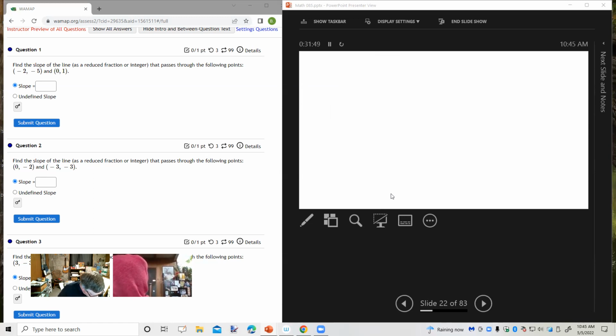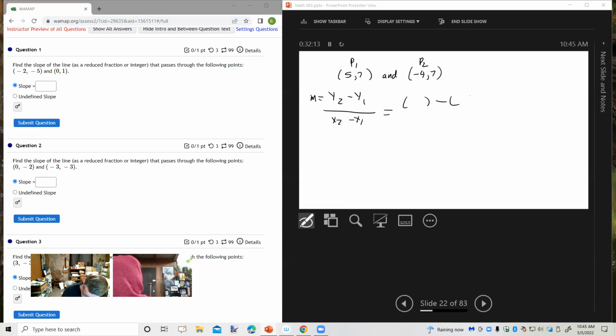Here's one that might be, well, let's do it. Okay, 5, 7, and -4, 7. Again, I'll call the first one point 1 and the second one point 2. Y sub 2 minus y sub 1 over x sub 2 minus x sub 1.